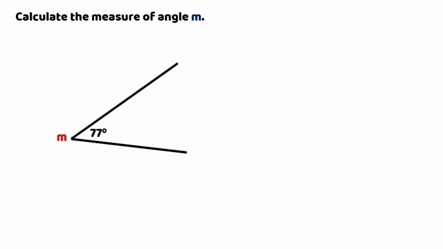In our first example, we're going to be calculating the missing angle for our angles at a point, or some of you may know it as angles around a point. But whichever one you decide to call it, these angles sum to 360 degrees. That means that my angle M plus 77 degrees should equal 360 degrees. And to find the measure of my angle M, I'm going to subtract that 77 degrees from my 360 degrees.